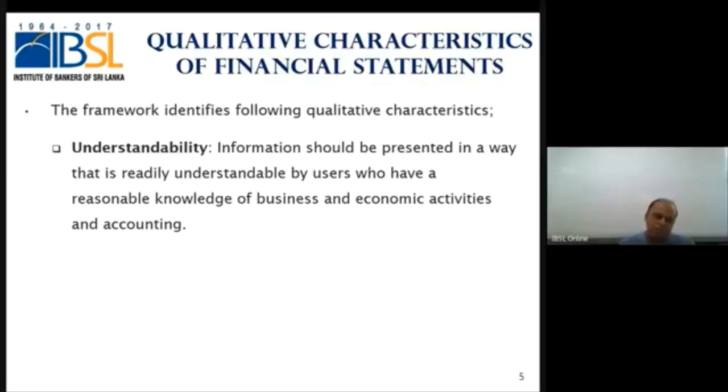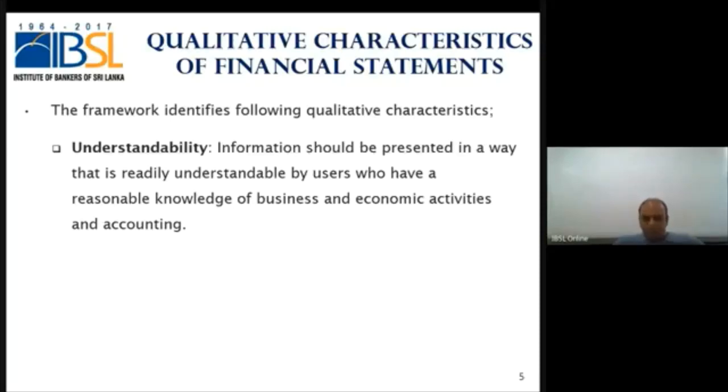Your financial statement should be understandable. When somebody is looking at the financial statement that you have produced, those people should be in a position to readily understand it. So who is going to understand? That is where you need to target. The information should be presented in a way that is readily understandable by users. So who are the users? All those stakeholders will come. But those users who will have a reasonable knowledge of business and economic activities and accounting. So when you look at the large stakeholders, there is everybody. But your financial statements need not be understandable by everyone.